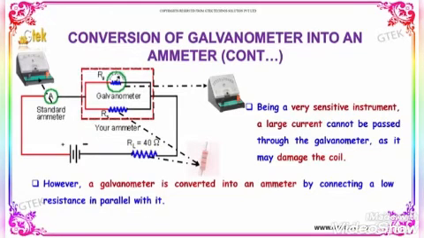Being a very sensitive instrument, a large current cannot be passed through the galvanometer as it may damage the coil. A galvanometer is converted into an ammeter by connecting a low resistance in parallel with it.